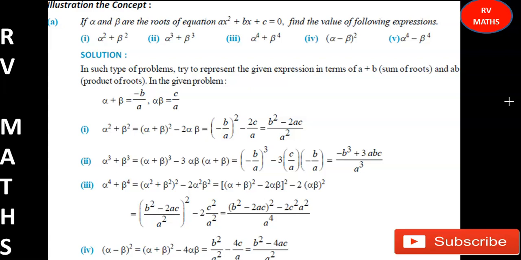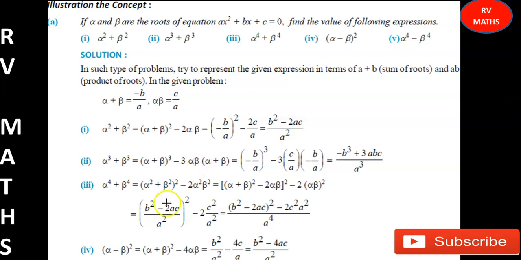Now, let us see how this formula arises. All the other formulas you know are very basic formulas. But how do you get alpha power 4 plus beta power 4 in this form? I'll just give a brief introduction of that formula, which you can easily remember. Even if you forget the formula, you can easily derive it.